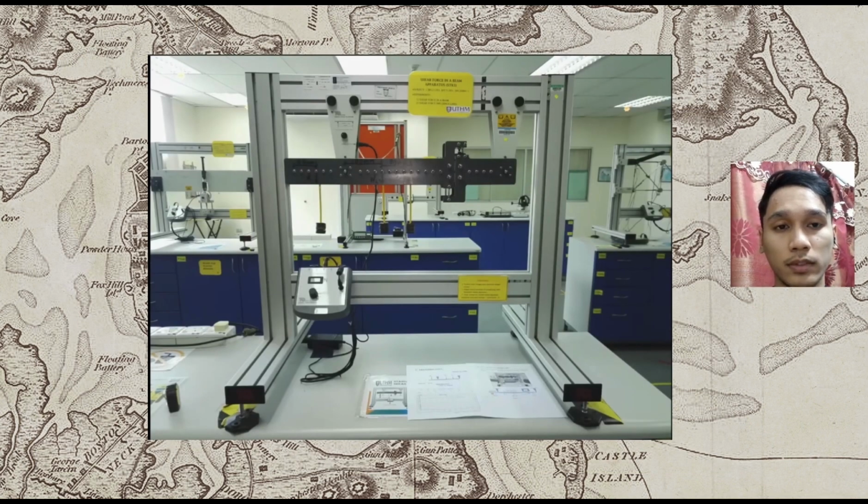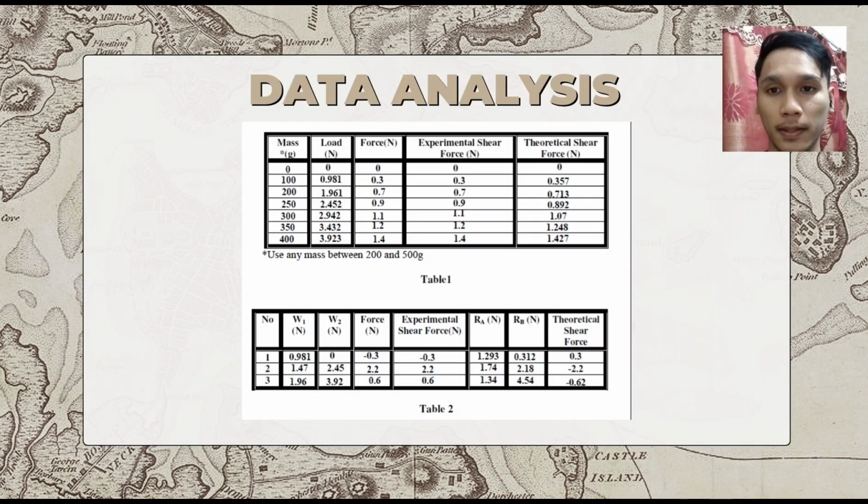This is our instrument to do the shear force in a beam experiment. This is our data. The experimental shear force and theoretical shear force do not have big differences, which is 0.3 and 0.357, 0.7 and 0.713. And for table 2, also no big differences between experimental shear force and theoretical.